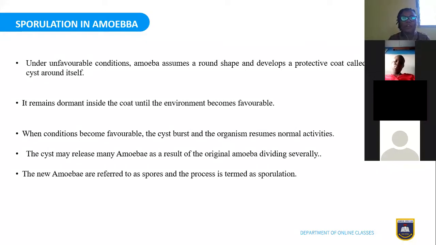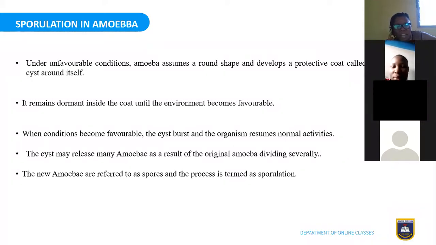Now let's go to the second form of asexual reproduction, which is known to be sporulation. I told you that sporulation simply means the release or production of spores. Multiple divisions occur in the amoeba, so at the end of this multiple division, plenty of spores are released into the system. The process by which these spores are formed to be released is what we term sporulation. So sporulation is another form of asexual reproduction.